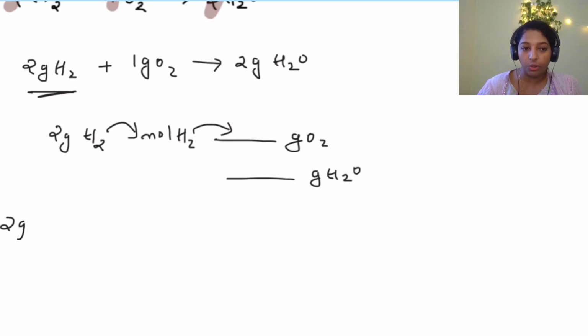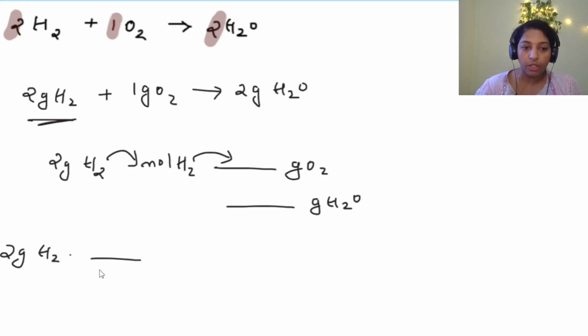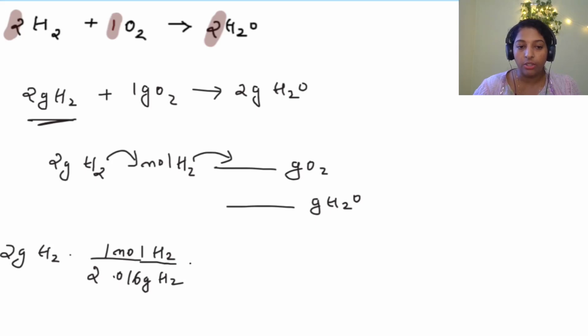So first, I need to start with the 2 grams of hydrogen. What is my aim? I need to convert to moles of hydrogen because I know only the molar ratio. So here the gram I need to cancel. What is the way I can change to moles of hydrogen? Yes, by using the molar mass. The molar mass of hydrogen, I think, is 2.016. So 2.016 grams of hydrogen is equal to 1 mole of hydrogen, right? Okay, so now the gram is changed to moles of hydrogen.